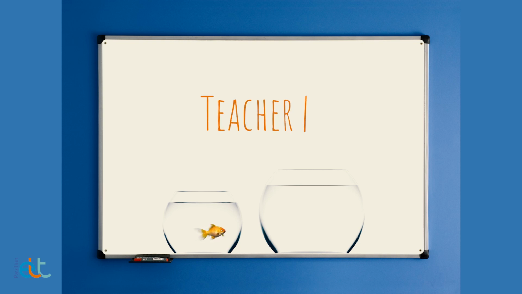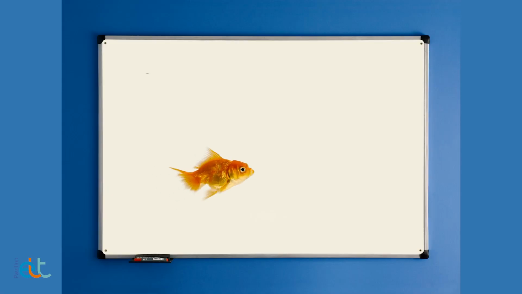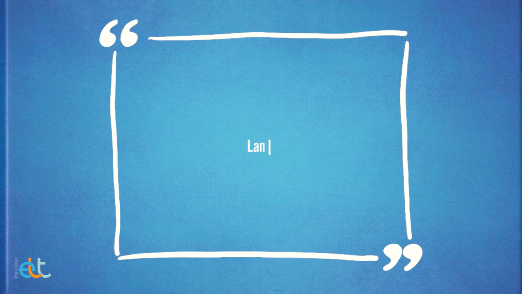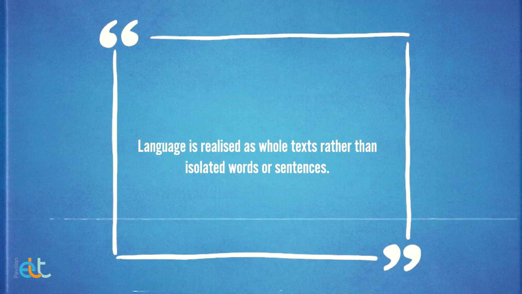Language teacher feedback on communicative tasks can often get stuck in the shallows of isolated examples. Words, phrases, or sentences are written on the whiteboard. By focusing on isolated examples exclusively, the meaning is obscured as you're unable to see the context and co-text. The errors are like fish out of water. Reinforcing this, Thornbury once said, language is realized as whole text, rather than isolated words or sentences.